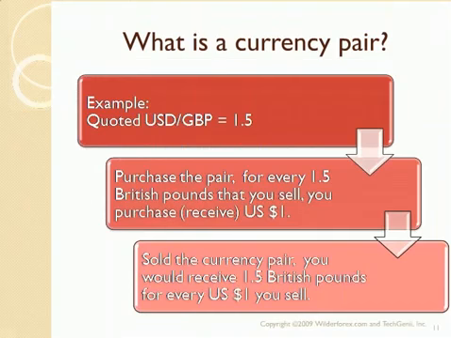For example, say we quoted the USD GBP at 1.5. To purchase the pair, for every 1.5 British pounds that you sell, you receive $1. When you sold the currency pair, you would receive 1.5 British pounds for every $1 you sell. The base currency would be the USD, the quote currency would be the GBP.